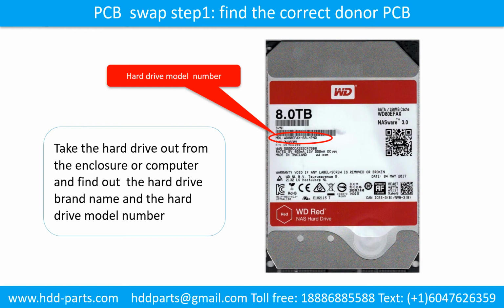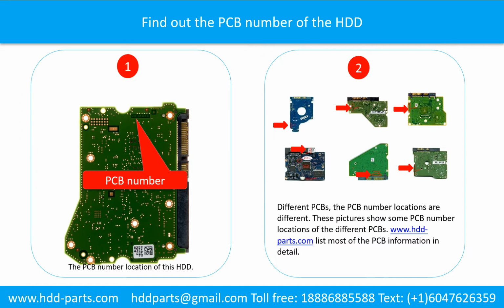Locate the hard drive model number on the front of the hard drive label. Find out the printed circuit board number of the hard drive. Picture 1 shows the printed circuit board number location of this model hard drive. For different printed circuit boards, the printed circuit board number locations are different. Picture 2 shows some printed circuit board number locations of different PCBs.